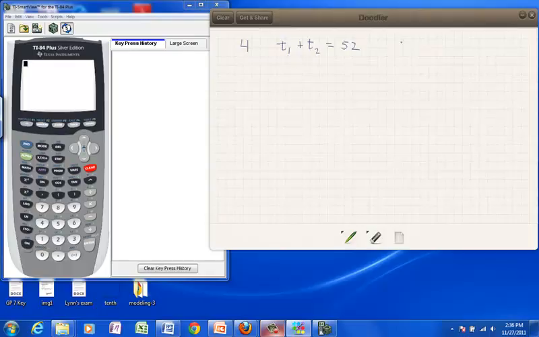So we are supposed to isolate which one? T sub 2. So if I want to isolate T sub 2, I'd like to get rid of T sub 1. Since T sub 1 is added on, we can get rid of it by subtracting. So we're going to subtract T sub 1.